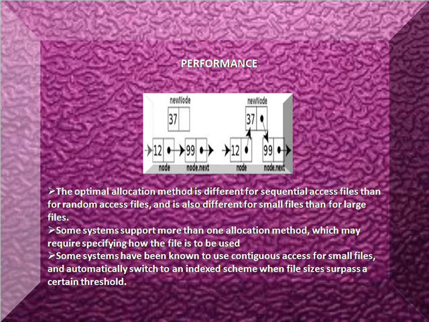Some systems support more than one allocation method, which may require specifying how the file is to be used. Some systems have been known to use contiguous allocation for small files and automatically switch to an indexed scheme when file sizes surpass a certain threshold.